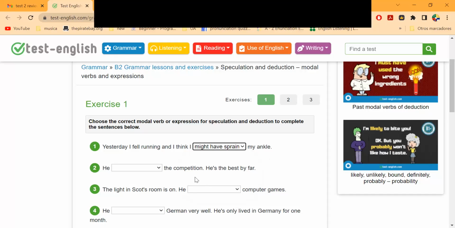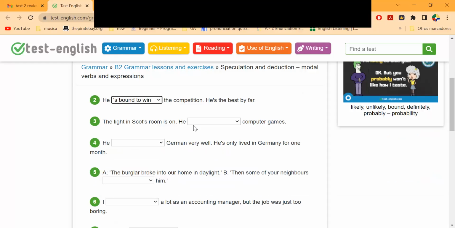He, the competition, he's the best by far. Aquí hay una expresión que no sé si conocen. Bound to win the competition. Sorry, les voy a soplar, esta es. Ya esta no aparece en el grammar reference, pero se las puedo... Significa básicamente el bound es lo mismo que sure, ¿ya? He will surely win the competition. He is bound to win the competition. Eso no venía en el reference, pero bueno, sale acá.